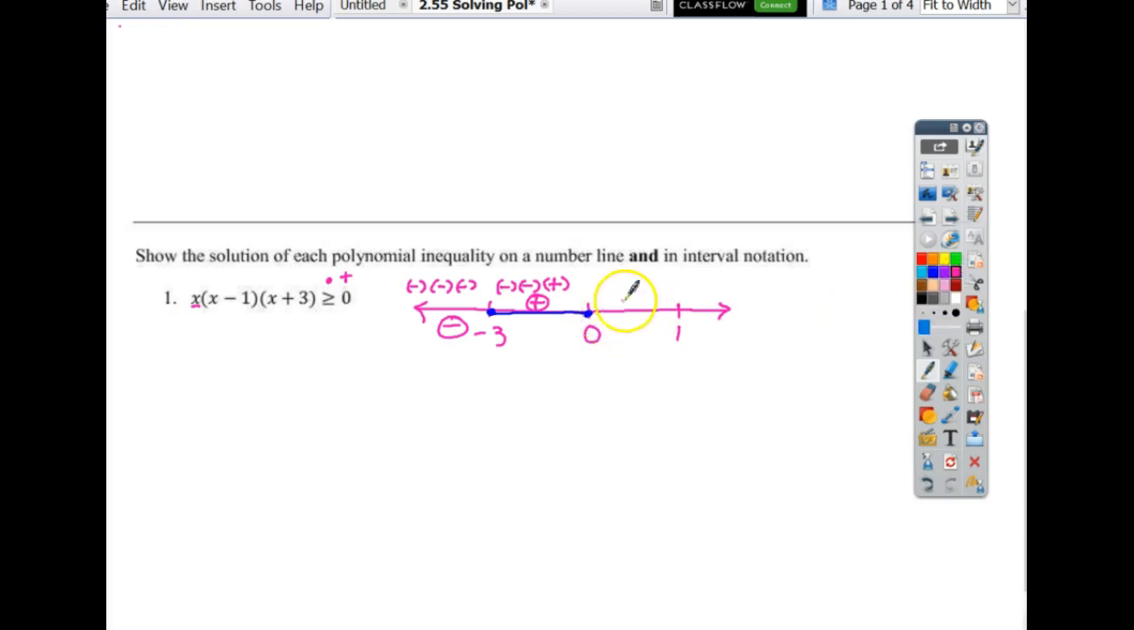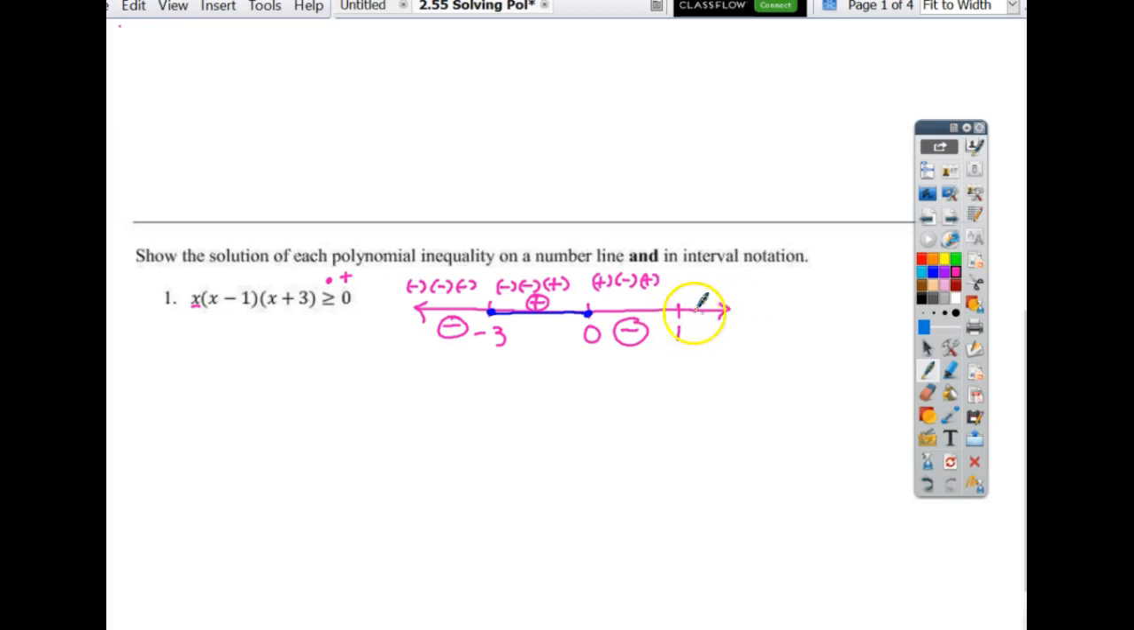So next, I'm going to test this region right here. And so between 0 and 1, I'm going to pick a fraction. But remember, it doesn't matter that it's a fraction. All we want is the signs. So if I put 1/2 in here, it's positive. If I put 1/2 in here, it's going to be negative. So I'm going to have a negative sign. If I put 1/2 in here, it's positive. So positive times a negative times a positive. This is a negative portion, and so that is not included in the solution.